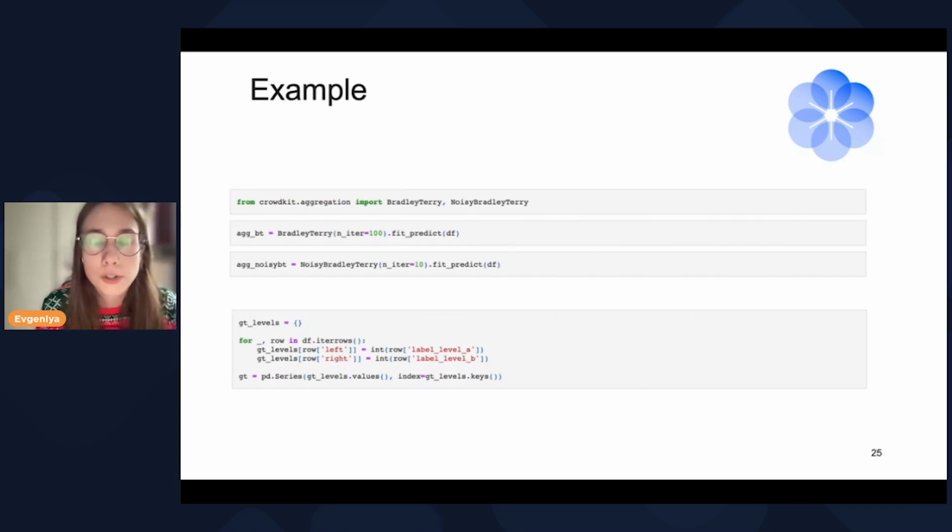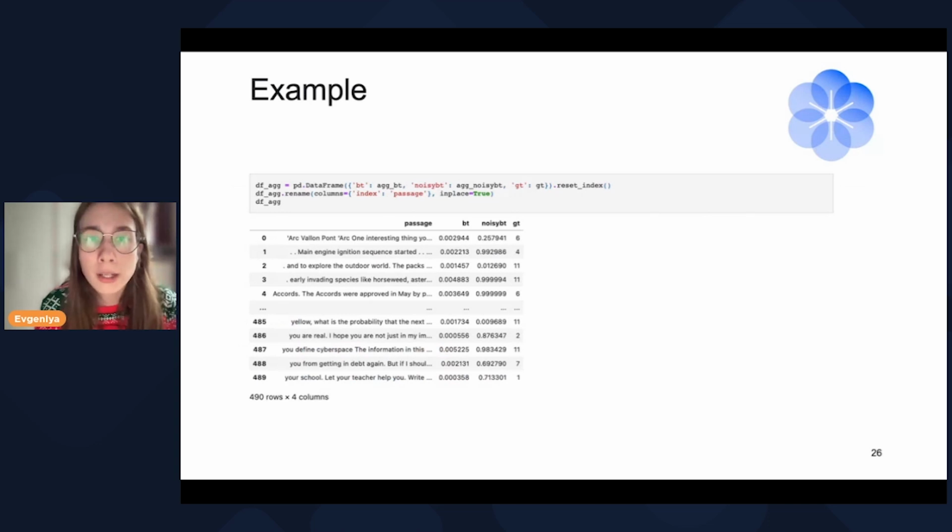As you can see here, it works in the same way as Scikit-Learn works. So you're importing methods, you're instantiating them with parameters, and you're running fit predict. And what are these models doing? These models are actually taking an aggregation, and they are ordering the texts from the easiest one by the opinion of the crowd to the hardest one by opinion of the crowd, and then assigning them some score.